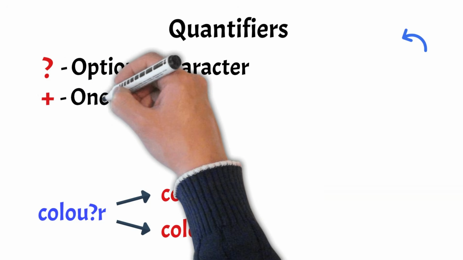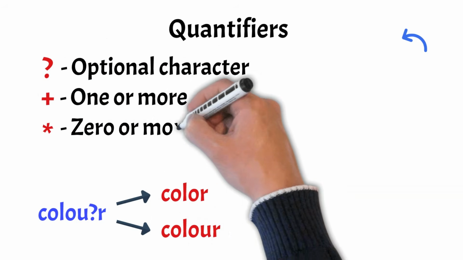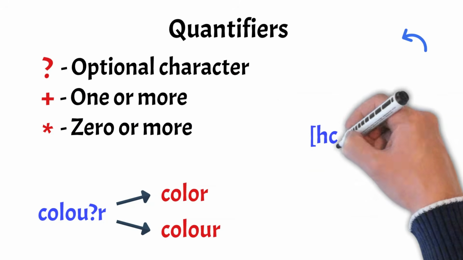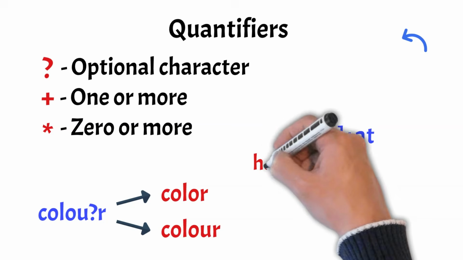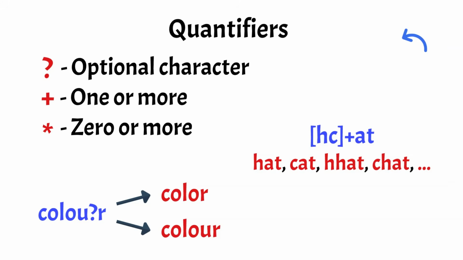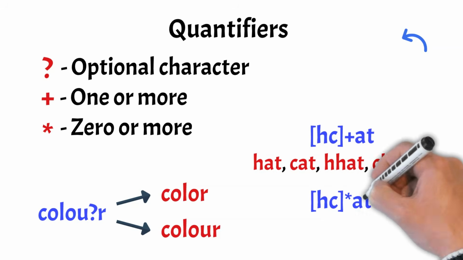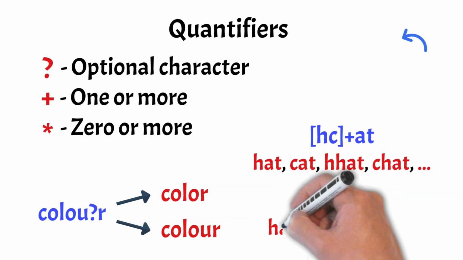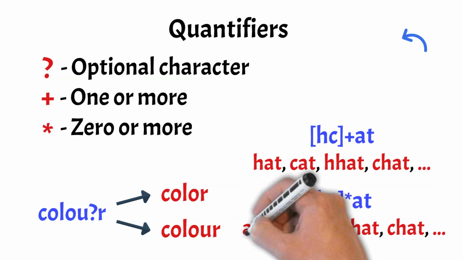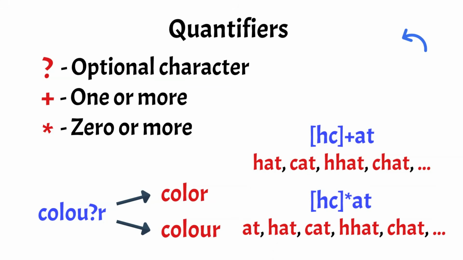Next are the multipliers, the plus sign and the asterisk. The plus sign means 1 or more times. Combining it with a character set like this means we require at least one H or C before at, capturing hat, cat, hat, and chat. The asterisk, however, means 0 or more times. Shifting our pattern, this drops that requirement completely, matching all the previous words plus the standalone word at, because 0 matches is now perfectly valid. Plus and asterisk are often confused, but the difference is that asterisk allows the item to not appear at all, while a plus requires at least one occurrence.